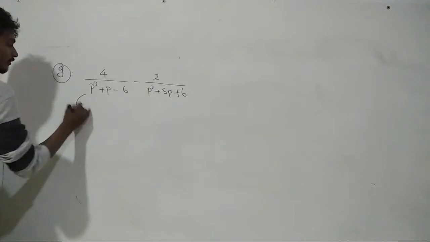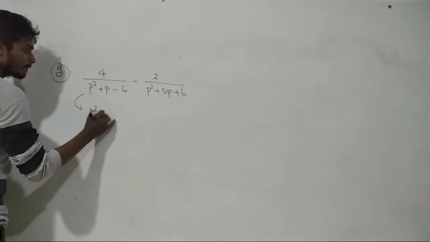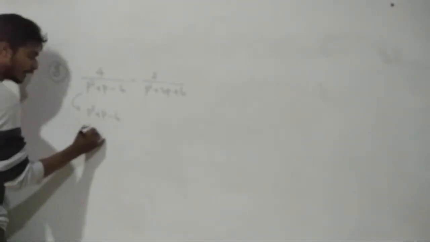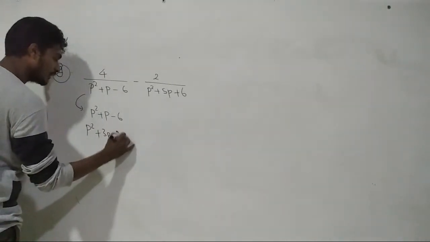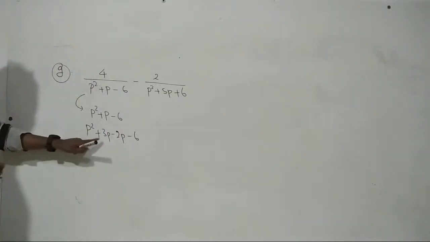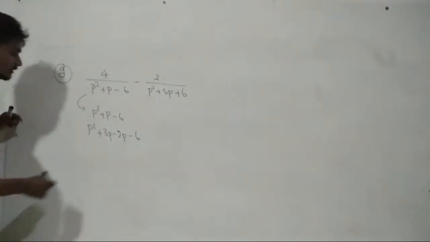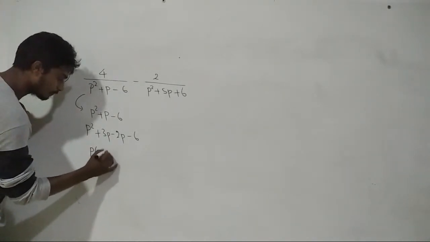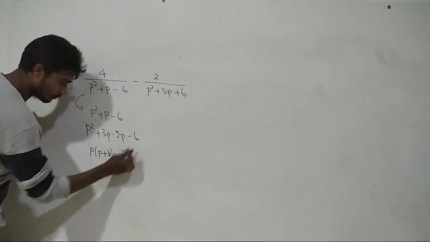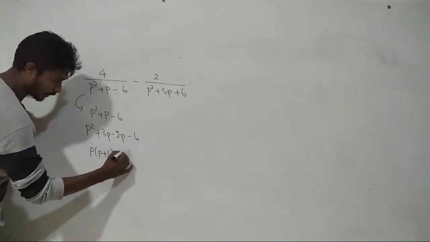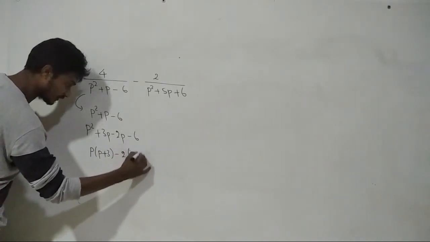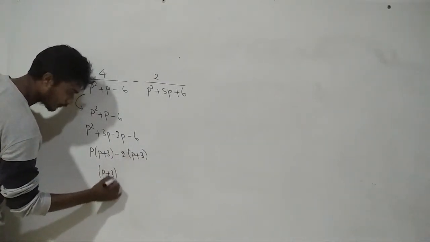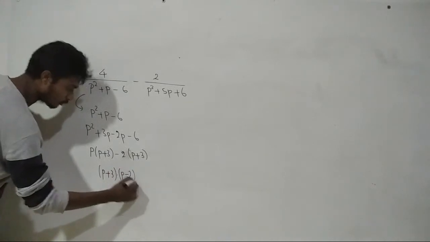So the first step is to factorize them. So p square plus p minus 6. So if you factorize them, you're going to have p square plus 3p minus 2p minus 6. So 3 minus 2 is going to be p, right? So there we go. So now connect these two. So you will have p into p plus 3 minus 2 into, here 2 is common, so you can take minus 2 out of the bracket. So you will have p plus 3 also. So guys, now p plus 3 is there. So you are going to have p plus 3 into p minus 2.